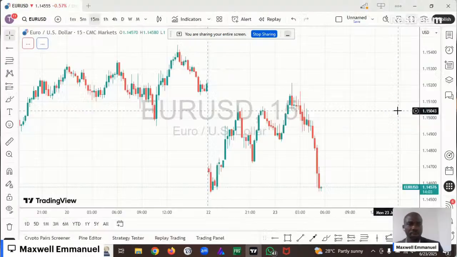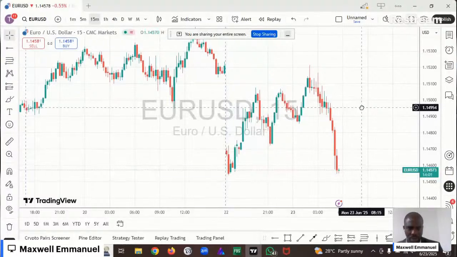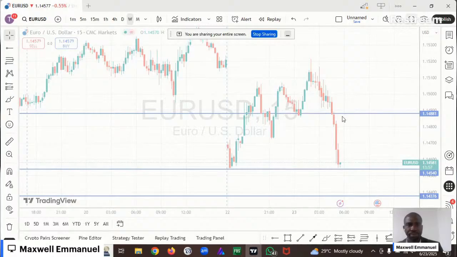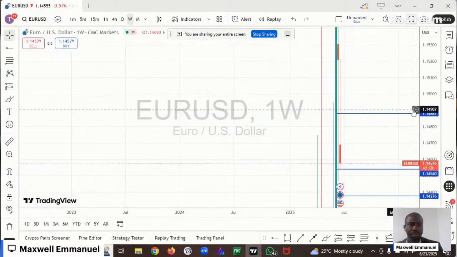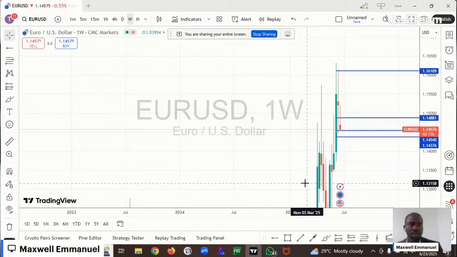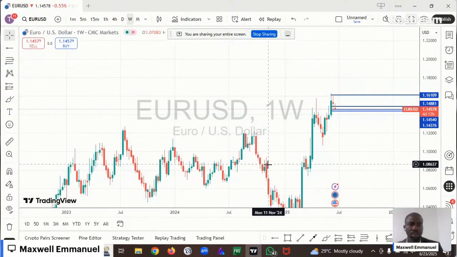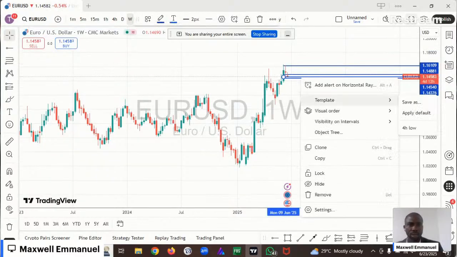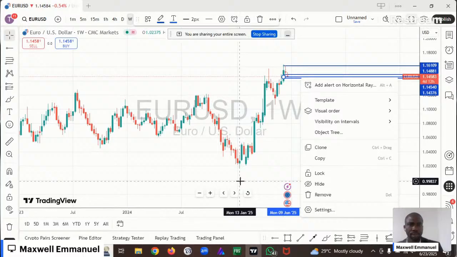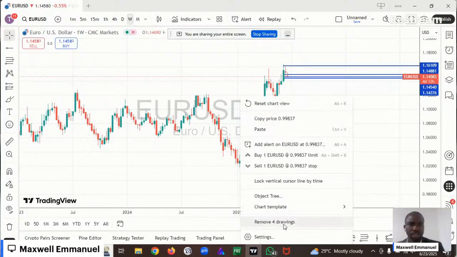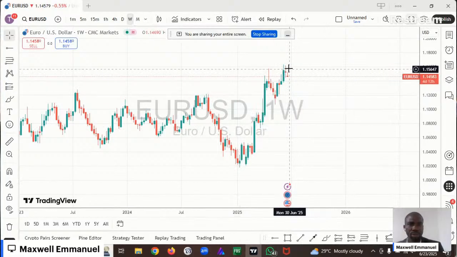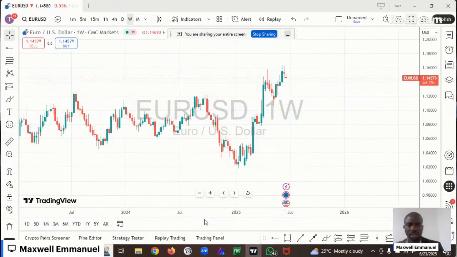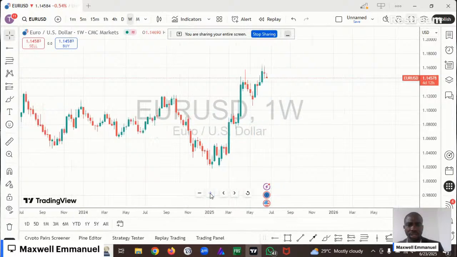So you can see GBP USD is bearish also. Let's start with the weekly time frame. Last week candle closed as a spinning top, which indicates change in trend from bullish to bearish.